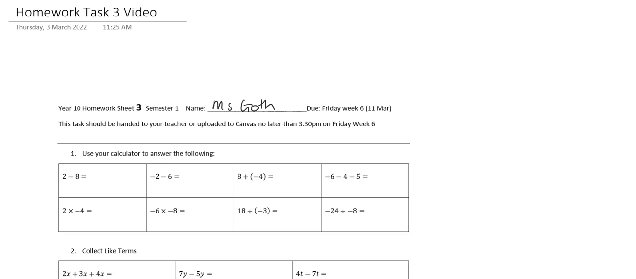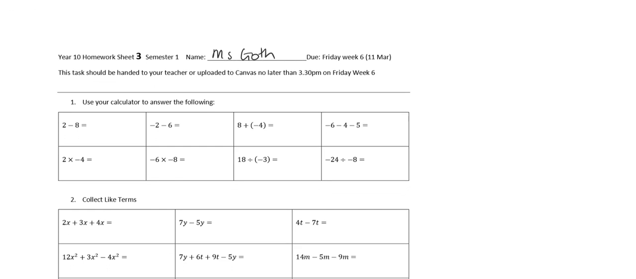Question 1, you just need to use your calculator to answer these questions. Be careful when you're doing things like this question. On your calculator, you will not be using your take away or your subtract button for that first 6. You'll need to find a button that either looks like this, or on some calculators it'll look like this. So you'll type this button, sorry, that doesn't have a 1 in it.